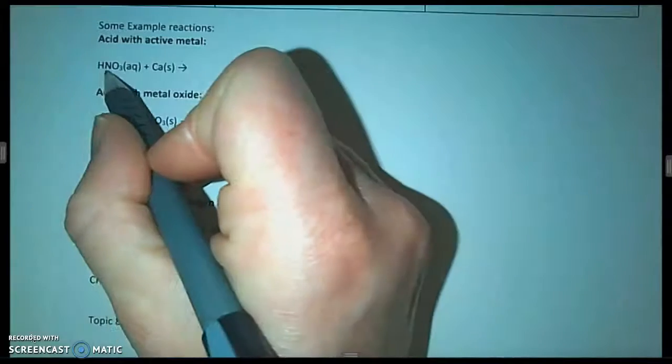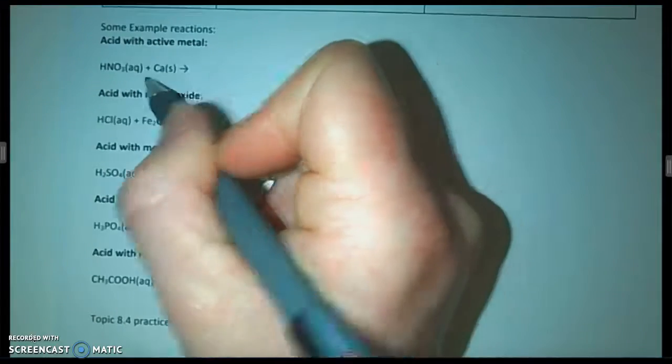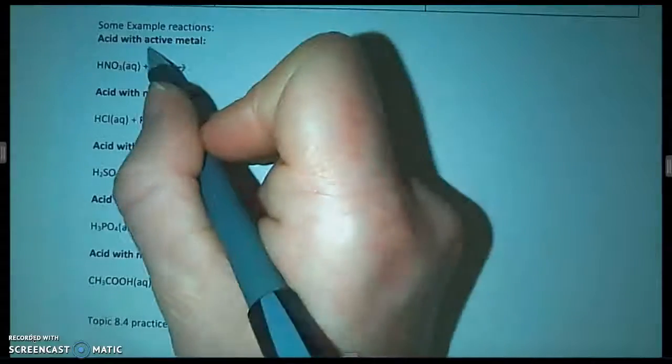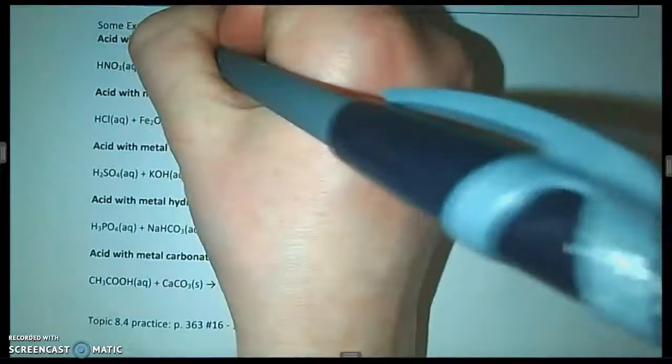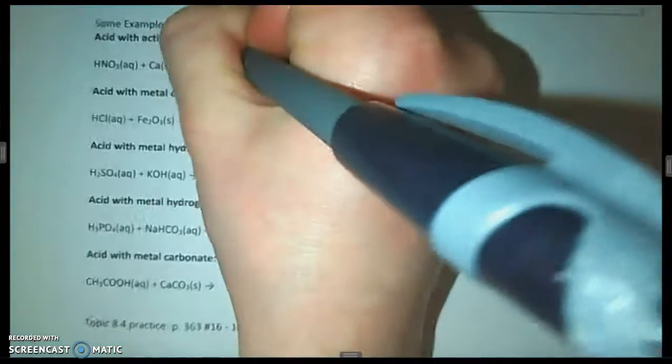So our first reaction here, we've got a strong acid, nitric acid, with calcium metal. So this is an active metal. Active metals are like metals in group 1 or 2.